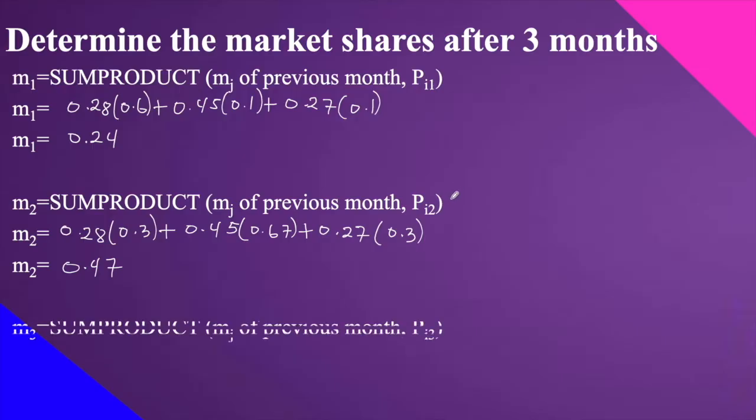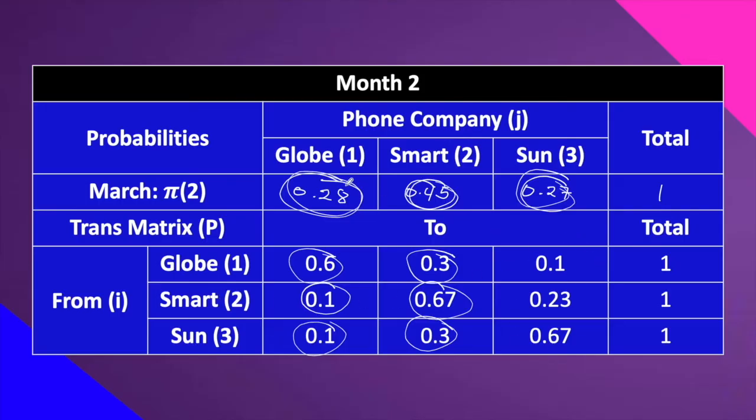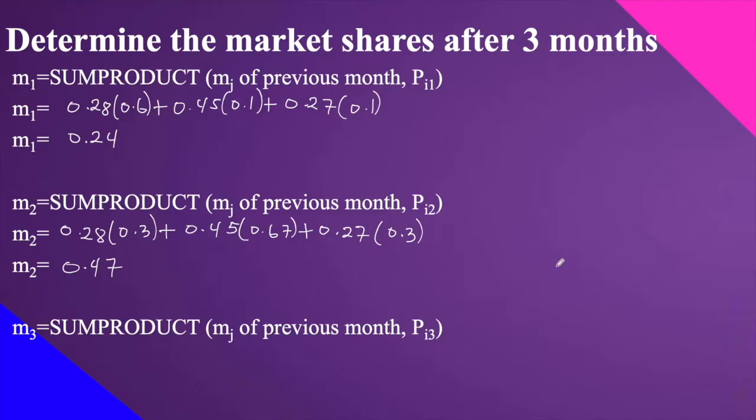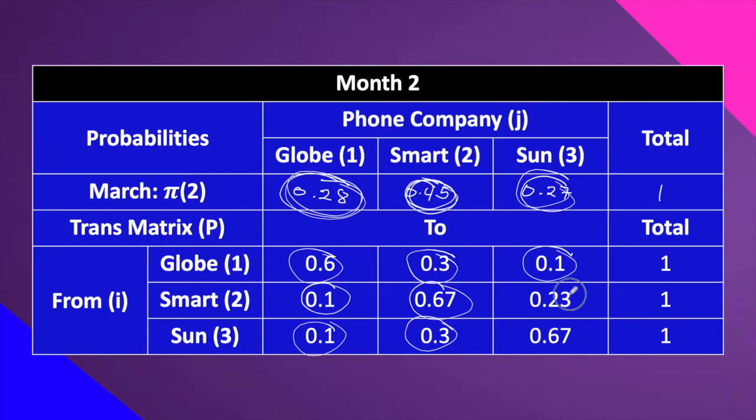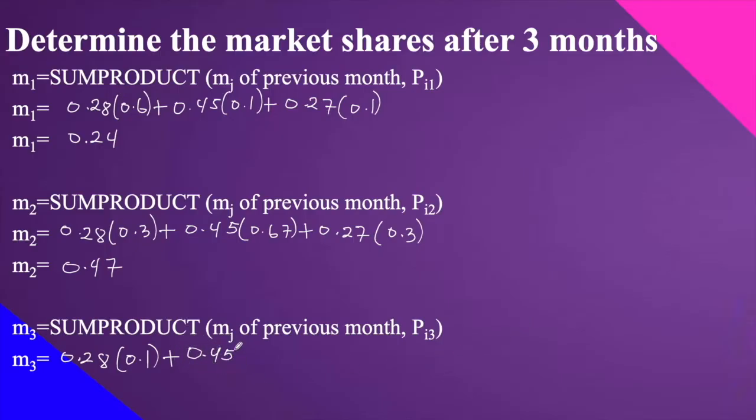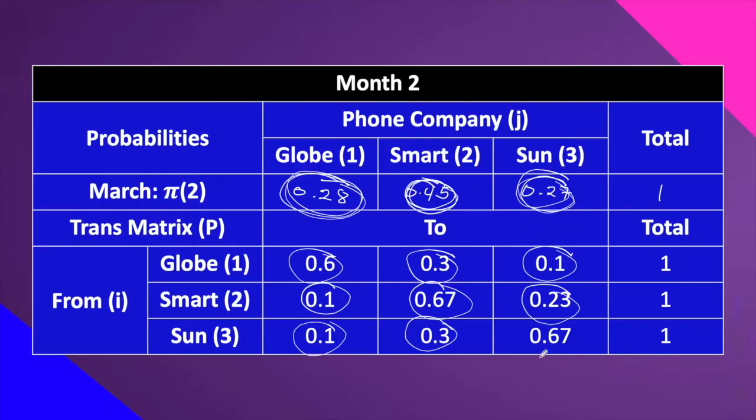0.47. So, next natin, we have here now the market share for Sun, sum product of M sub J of the previous month, which is the month 2, and the P sub I3. Nasaan po yun? P sub I3, this column. So, 0.28 times 0.1. Let's have it here. 0.28 times 0.1 plus 0.45 times 0.23 plus 0.27 and 0.67.